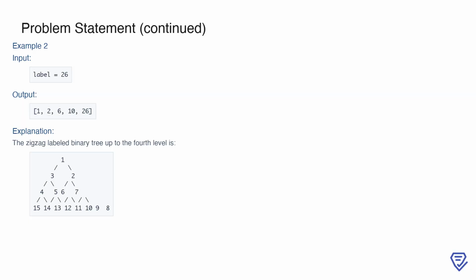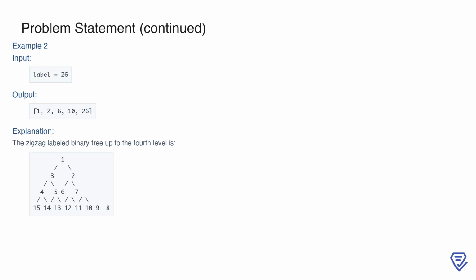Let's look at another example where the input is label equals 26. The output for this case is 1, 2, 6, 10, 26. This indicates that the path to the node labeled 26 includes the nodes labeled 1, 2, 6, 10, and finally 26. To understand why, we can extend the zigzag labeled binary tree to the fifth level. Starting at the root labeled 1, the second level is labeled as 3 and 2 from right to left. The third level switches back to left to right with nodes 4, 5, 6, and 7.